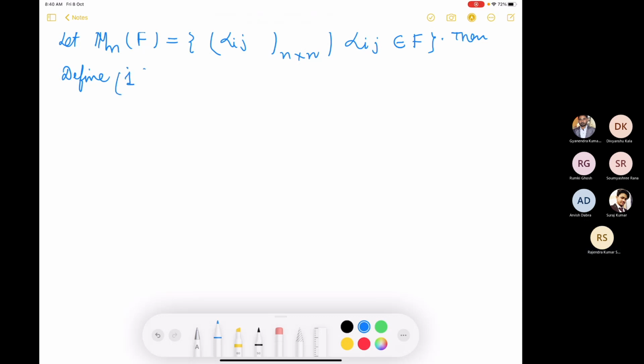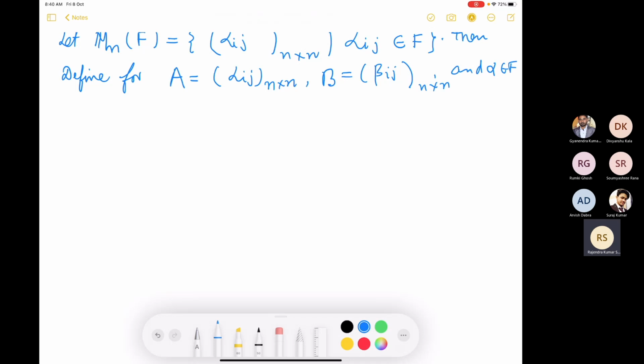Number one, for two matrices, let us say A equal to alpha ij, n by n, B, say beta ij, n by n, and let us say alpha in F. So these two A, B are in M_n(F), and alpha in F. So define for these the following.